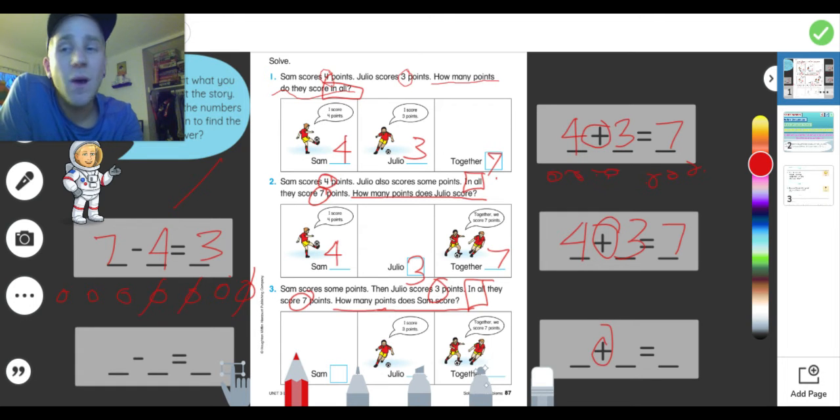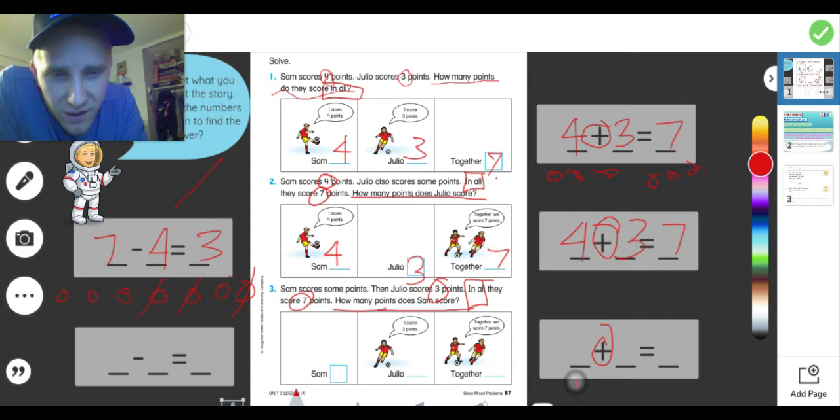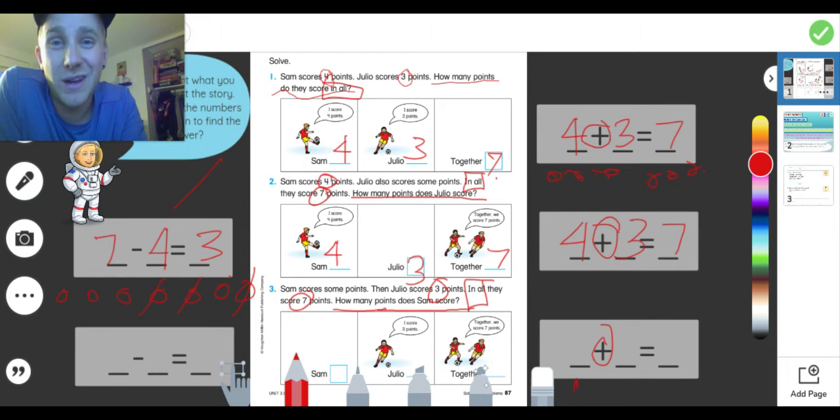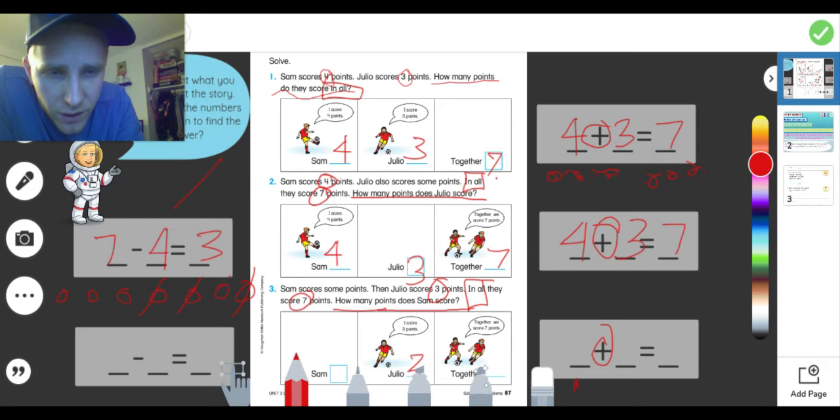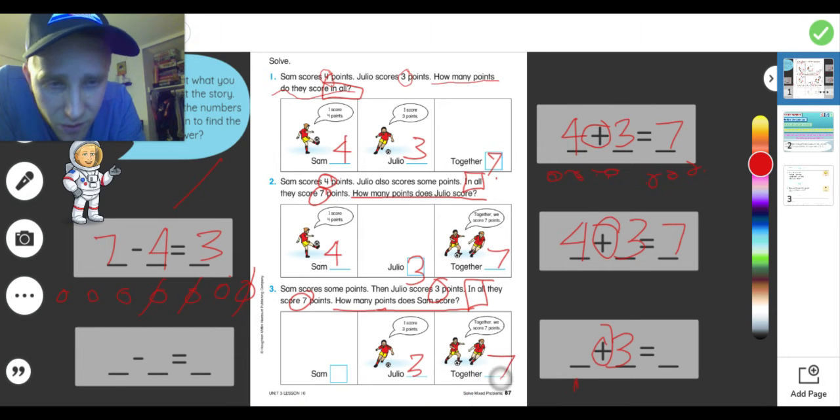But this time I don't know how many Sam scored. And it tells me Sam scores some points. Let's call these Sam's points. We don't know how many he scored. We've got to figure that out. Julio scores 3 points. So I'll write a 3 down here for Julio, and I'll write a 3 here because we know that 3 was there already. And altogether, they score 7 points.